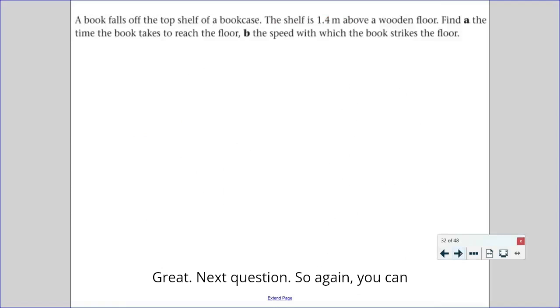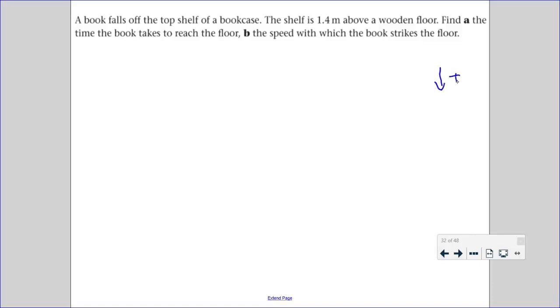Great. Next question. Again, you can try and pause it and try it yourself. A book falls off the top of a bookcase. This is a slightly different one. The object is falling down now, right? So we will take down as positive.